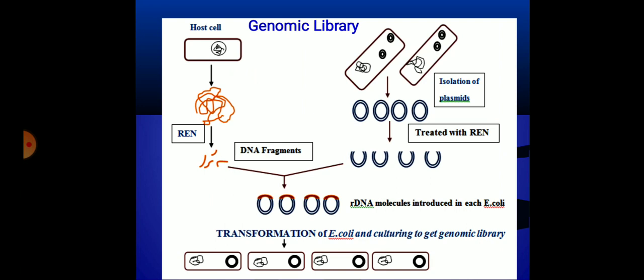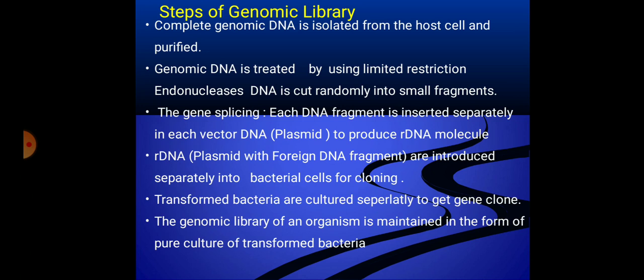This process is transformation, where the rDNA molecules and the host bacterial cells are treated in a cold calcium chloride solution. Temperature is increased suddenly to change the permeability of the bacterial cell so that rDNA can enter into the host cell. The transformed bacteria are cultured in a separate culture tube to produce the genomic library. This is the summary of the genomic library.